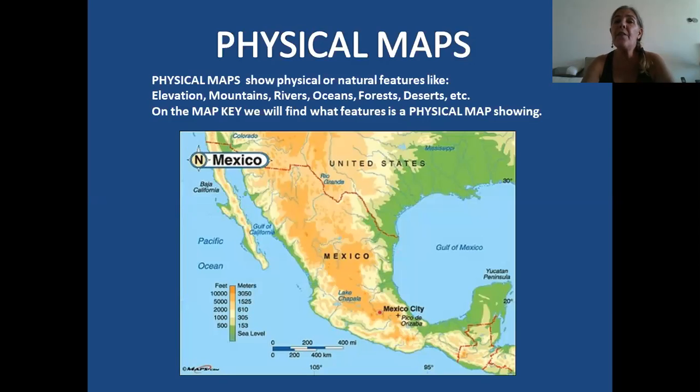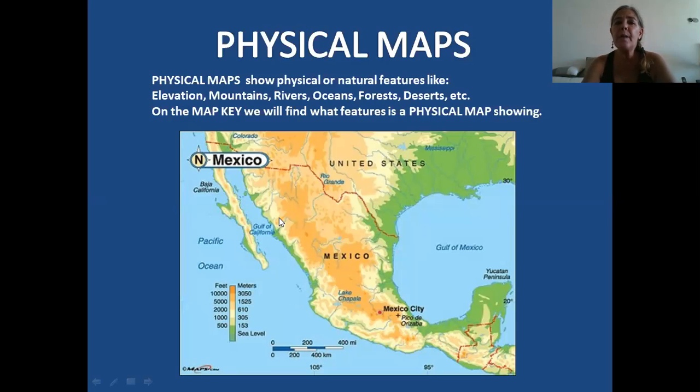So the first one are the physical maps. The physical maps show physical or natural features, like for example, elevation, which would be the highest points, mountains, rivers, oceans, forests, deserts, volcanoes, lakes. It's going to show all the different physical characteristics of a place. On the map key, we're going to find what the features in a physical map are showing.